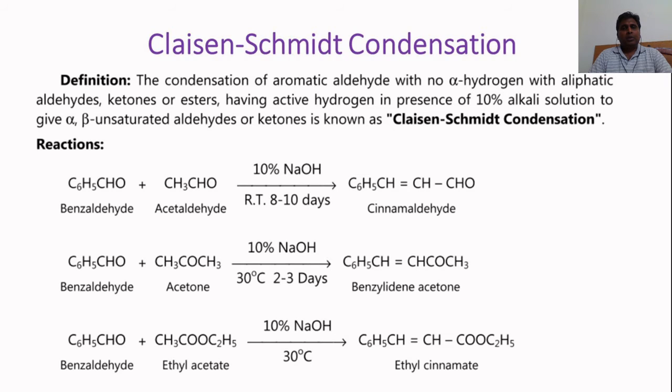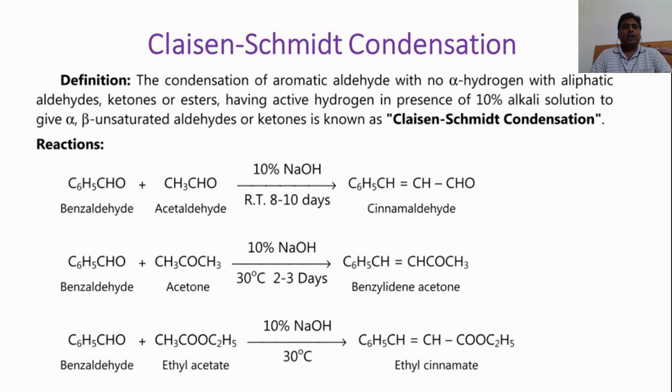But the difference lies in the fact that in aldol condensation both the aldehyde molecules or both the ketone molecules possess an alpha hydrogen atom. But in case of Claisen-Schmidt condensation, one of the aldehydes will be basically an aromatic aldehyde with no alpha hydrogen atoms and it will condense with an aliphatic aldehyde or a ketone or ester with alpha hydrogen atoms, and this reaction basically takes place in the presence of an alkali solution.